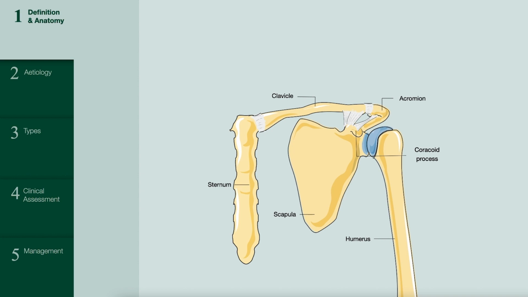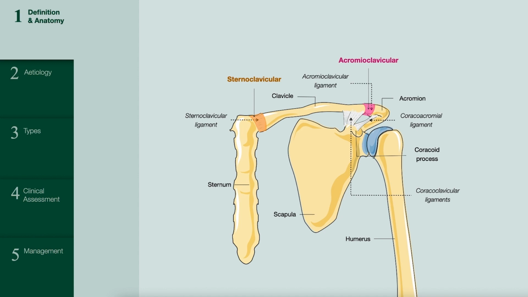There are four ligaments one has to know: the sternoclavicular ligament, the acromioclavicular ligament, the coracoclavicular ligament, and the coracoacromial ligament. The three joints of the shoulder are the sternoclavicular joint, the acromioclavicular joint, and the glenohumeral joint.